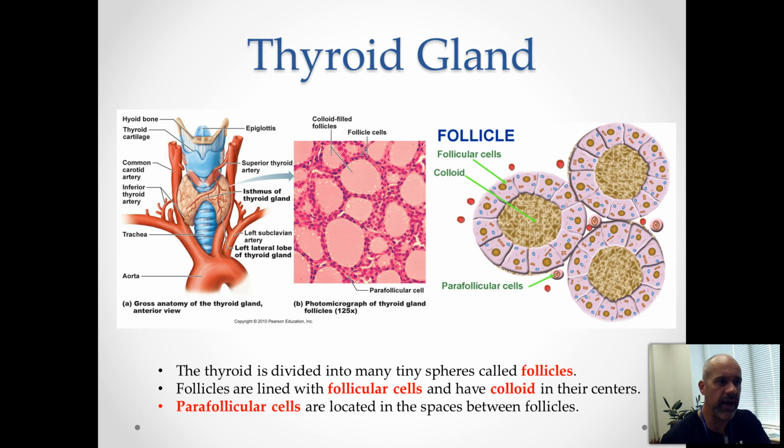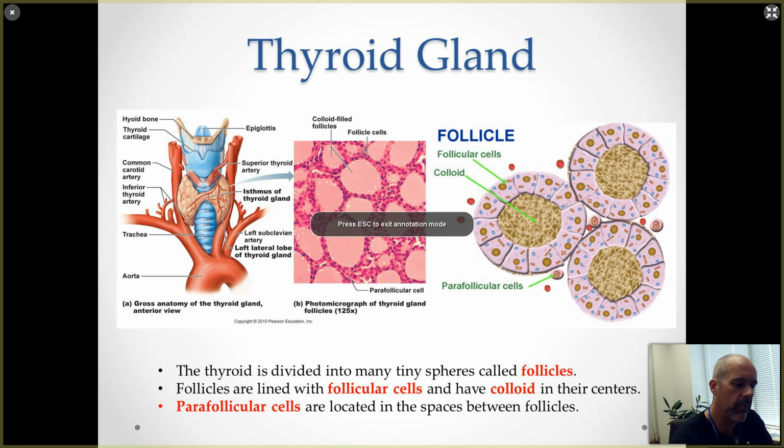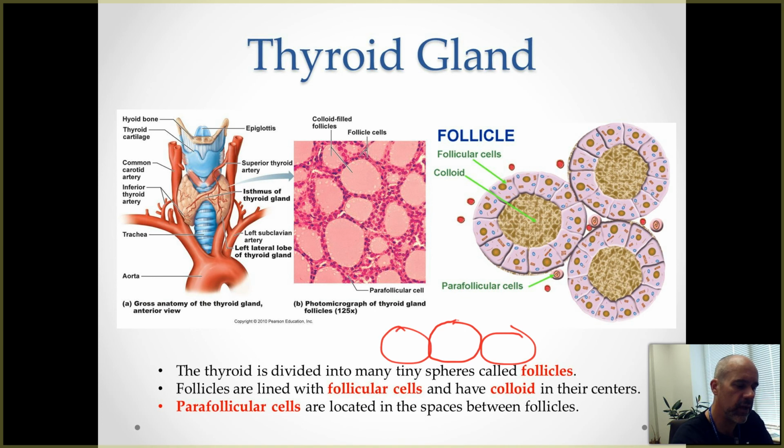So the thyroid is actually made up of a bunch of spherical shaped structures on the inside. Those are called follicles. And if you imagine each of those follicles as being like a hollow ball, like a basketball, the surface of the ball is composed of follicular cells. And that's what they're showing you over here.